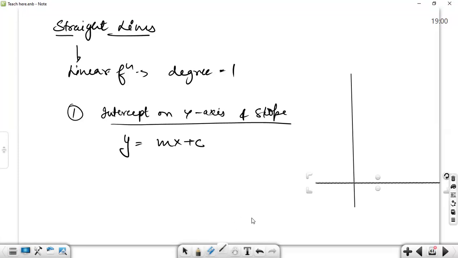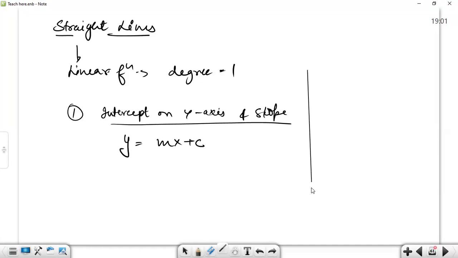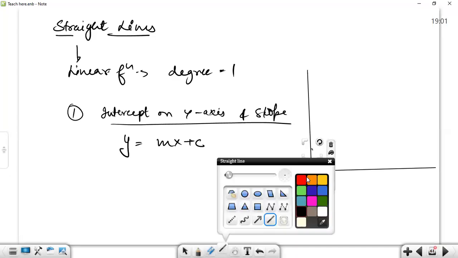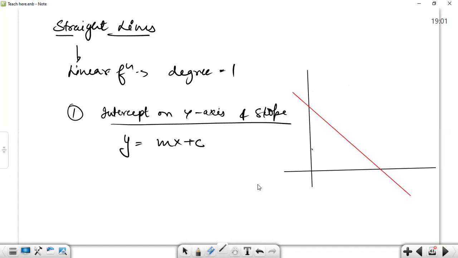Let's say this is a graph, and this is our straight line, where this point is known to us. If this is the x-axis and this is the y-axis, x would be 0 here, and there will be some intercept here. Also, you know the slope, which is represented by m. So y and x remain variables, but m and c will be substituted with these values if you have them.